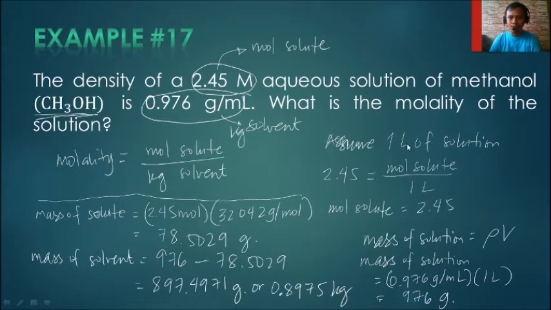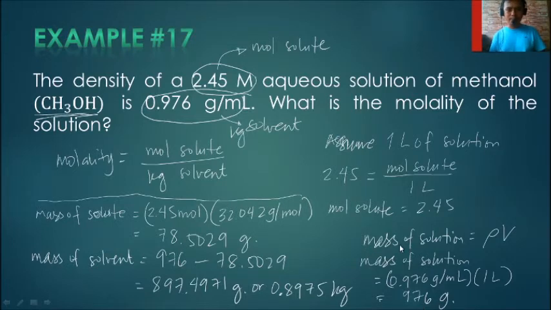So, using the 1 liter solution, you will obtain 2.45 moles of solute, or the methanol. The methanol here is the solute. Then, to get the kilogram of solvent, using the density of solution, which is 0.976 grams per mL, we are going to use the formula of density. To get the mass of solution, we multiply the density of the solution by the volume of the solution. This is another calculation where we use the liter of solution that we assumed to be 1 liter. Using the density of 0.976 grams per mL, the mass of the solution is 976 grams.